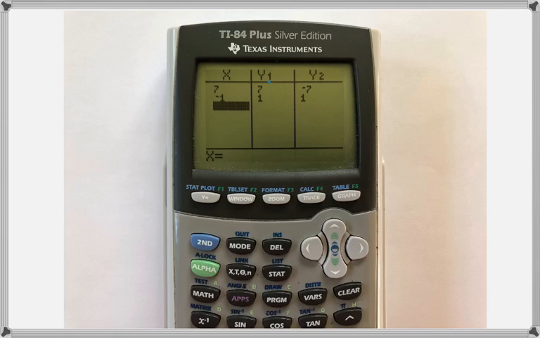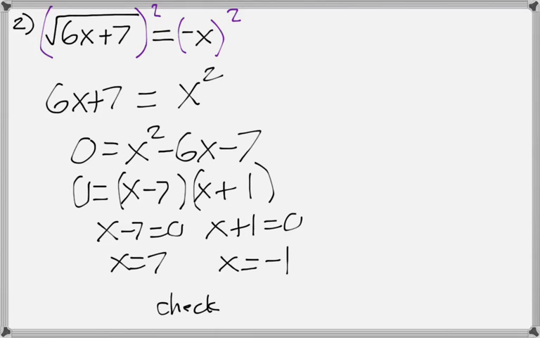And for 7, I see that these two columns are not the same. So 7 would not be a solution. These two columns are the same. And again, the columns being the same means that your two sides of your equation equal each other. So negative 1 would be a solution. So I'm going to keep the negative 1 and throw out the 7.